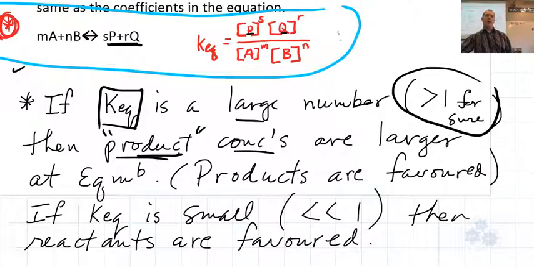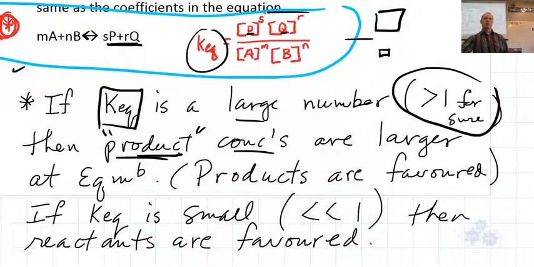Okay, so think about this in a math way, right? If we have a large number here, that means that the numerator has to be much larger than the denominator. And if this is much larger, it comes from the product of the concentrations. So if KEQ is large, that means these concentrations are much higher. That means the products are favored. Okay? Now what does favored mean? Well, equilibrium does not mean that we have equal amounts of reactants and products. It does not. It only means that the rate at which they are converting to the other is the same.